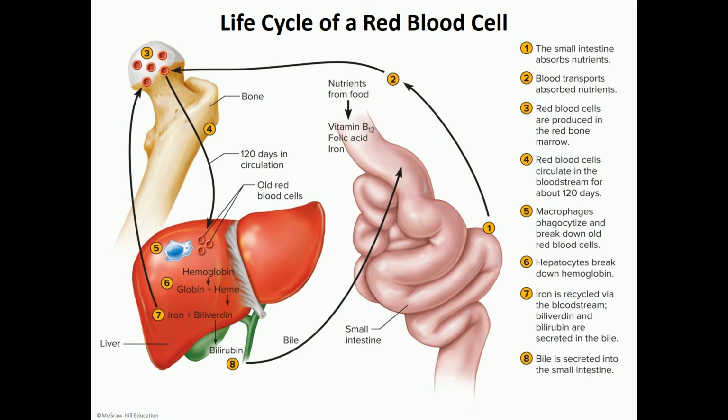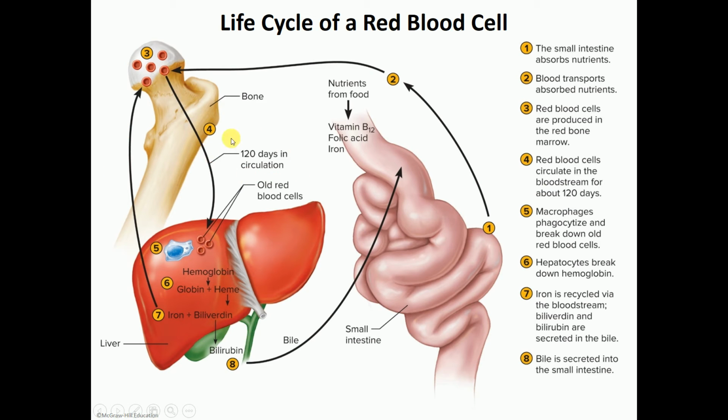Now, this is what a life cycle of an RBC looks like. We are going to intake the different things that we need to make healthy RBCs, which are iron, folic acid, and vitamin B12. When we absorb those, all of these nutrients are going to go to the bone marrow, and erythropoietin will stimulate the process of erythropoiesis. We make those RBCs.